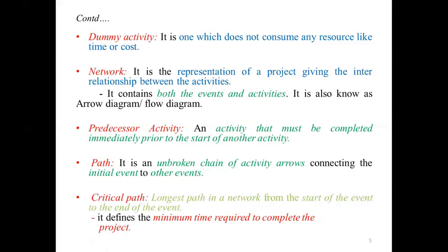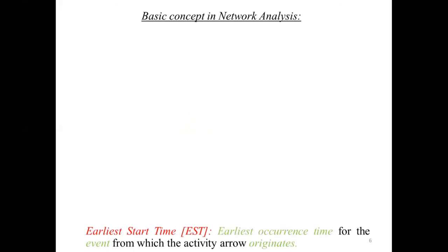Critical path is known as the longest path in a network from the start event to the end event. It defines the minimum time required to complete the project. It is the longest path in a network from the starting of an event to the ending of the event. It defines the minimum time required to complete the project. Then next, basic concepts in network analysis.